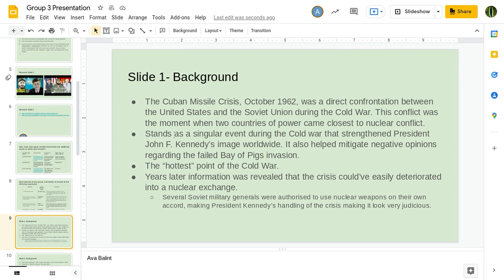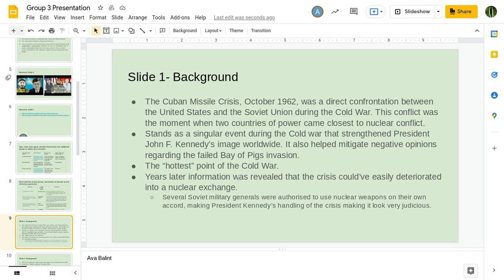Here are some other bullet points. It stands as a singular event during the Cold War that strengthened President John F. Kennedy's image worldwide. It also helped mitigate negative opinions regarding the failed Bay of Pigs invasion. This also was the hottest point of the Cold War.